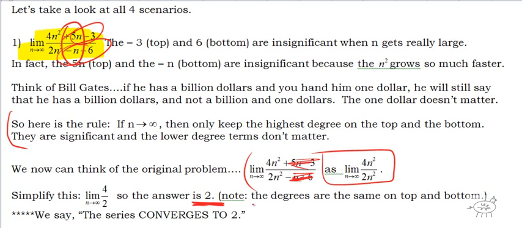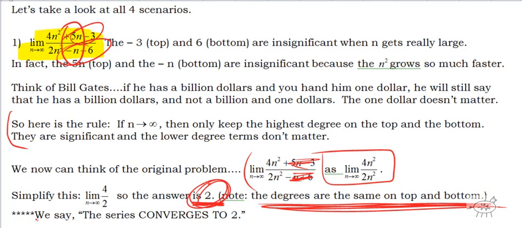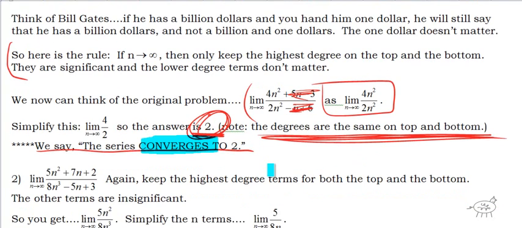And I said note that the degree is the same on the top and the bottom, because that's where we're going to have our 4 scenarios. Okay, so degree is the same on the top and the bottom. Because the answer is going to 2, we say the series converges. That's a key word here, math fans. It converges to 2. Okay?